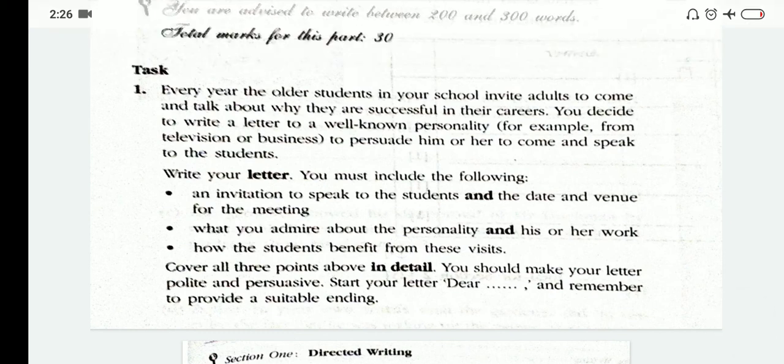How the students benefit from these visits. They will be motivated, or they will get an inspiration from these personalities, and they will also try to be successful in their lives. So whatever benefits you think the students can get, you will mention here. Cover all these points in detail.